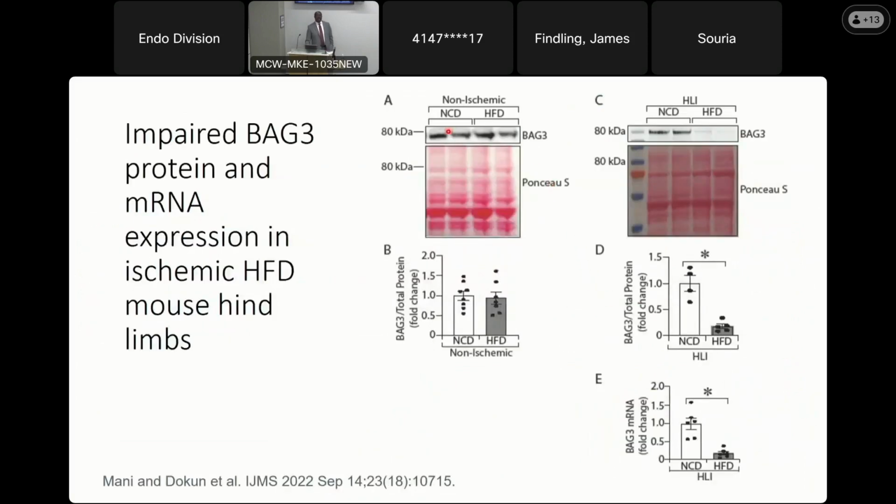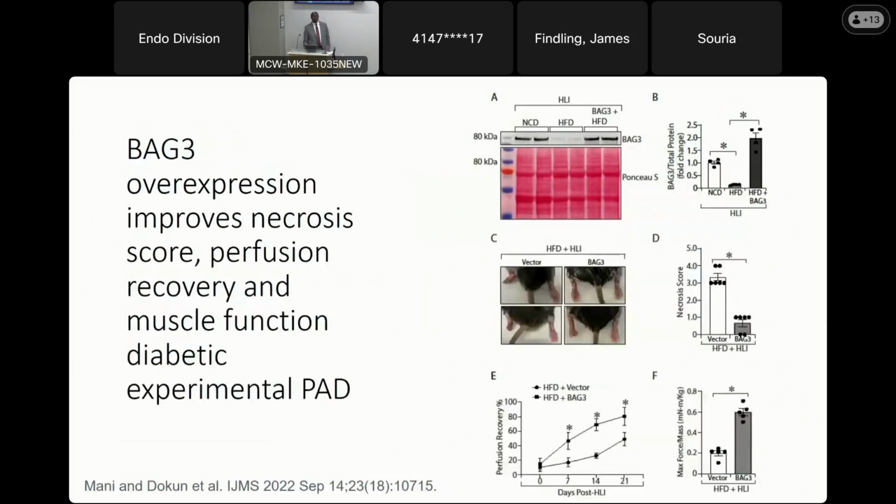If you look at non-ischemic tissue in those mice, we don't see much difference in BAG3 expression. However, again, in a slightly different model where it's just high-fat diet feeding, you have the same issue. There's less BAG3 expression in the ischemic limb. Then we ask the question, we already know that these mice have a tendency to lose their limb after hind-limb ischemia surgery. What happens if we restore BAG3 expression?